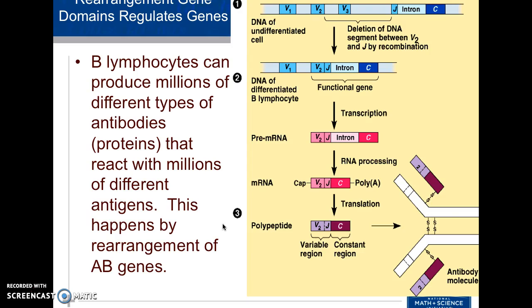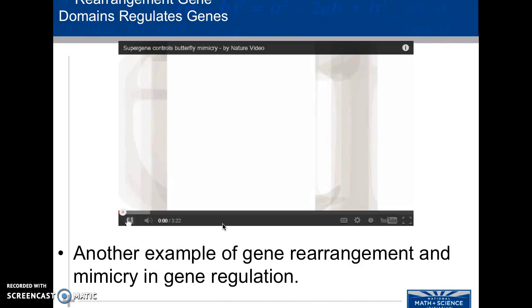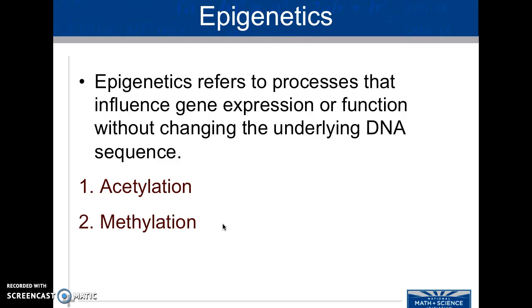And so we see that not only have we cut out certain parts and it's been rearranged, but we get a totally different protein or polypeptide chain than when we started with our undifferentiated DNA. Another example of gene rearrangement and mimicry and gene regulation, you're welcome to look this up if you would like to. It's not super important though.